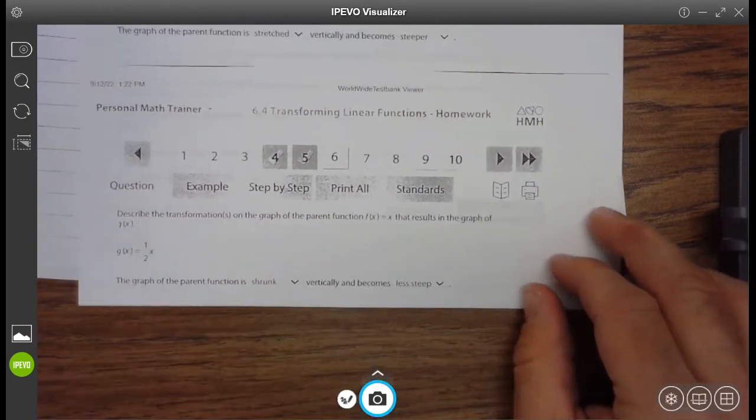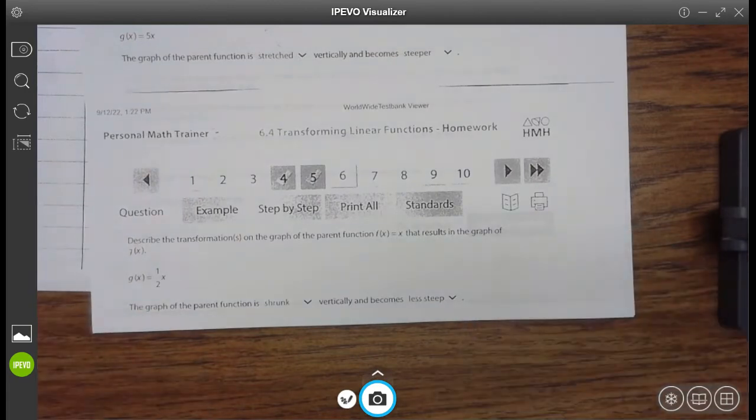All right, next example. Describe the transformation on the graph of the parent function f of x equals x. The result of the graph is, so we have g of x equals 1/2 x. The graph of the parent function is shrunk vertically, becomes less steep.